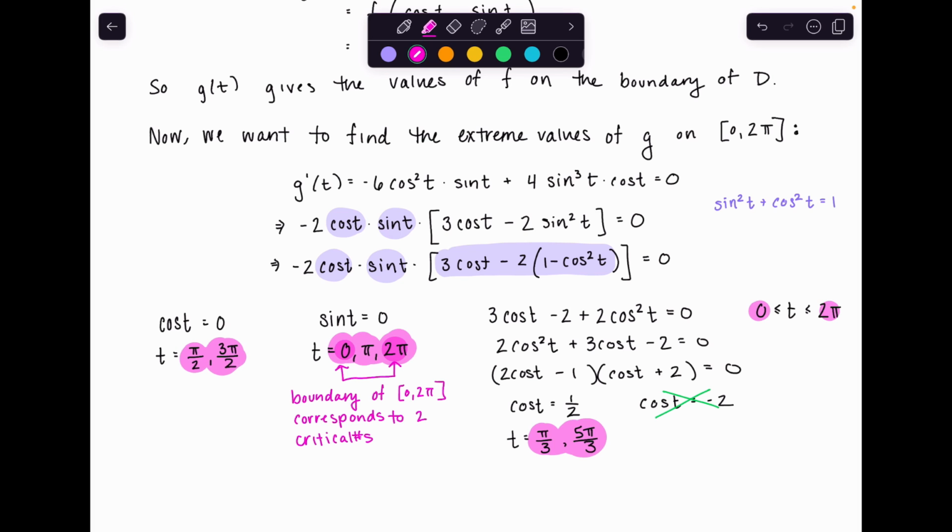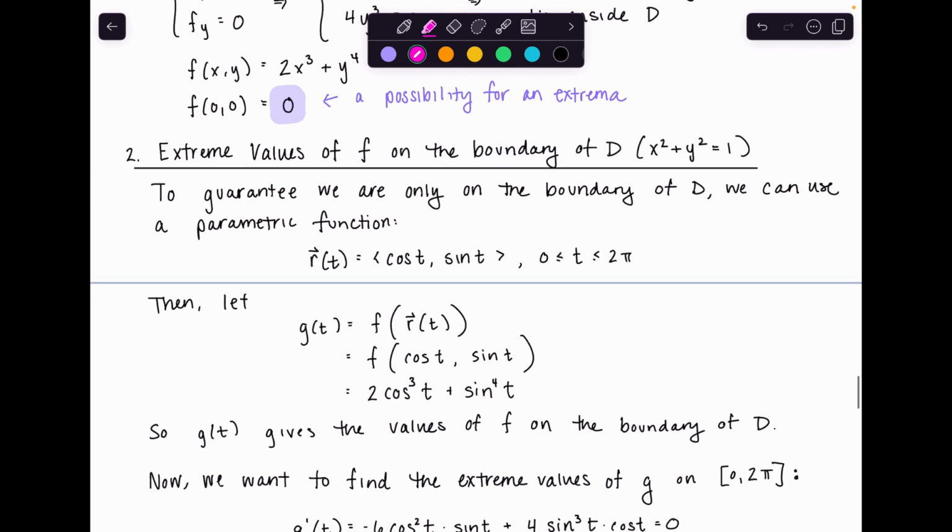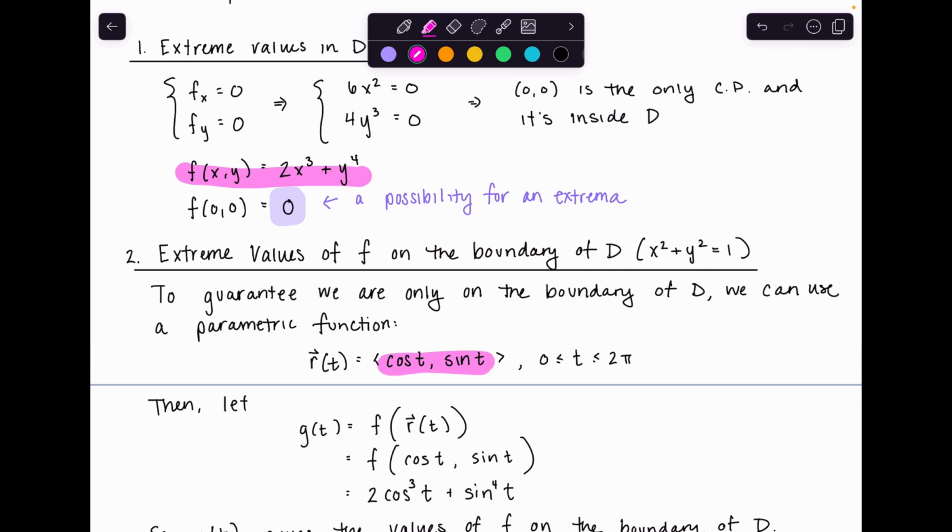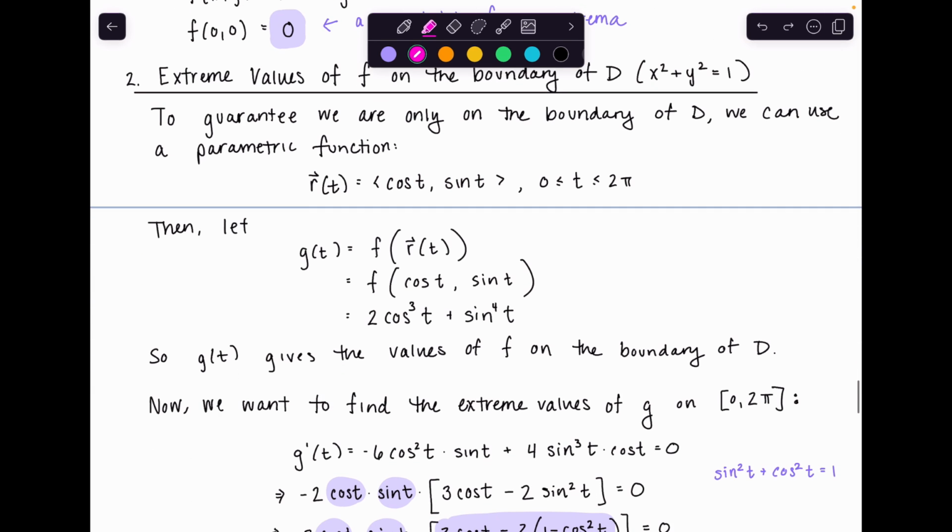So I need to plug all of them into G to find the Z value corresponding to it. Because remember, each of these T's corresponds to an XY value, and then that XY value corresponds to a Z. There's just no need for me to figure out what X and Y is and then plug it back into here. This function I've defined G of T gives me the Z values for these T points. So it bypasses needing to find the XY.